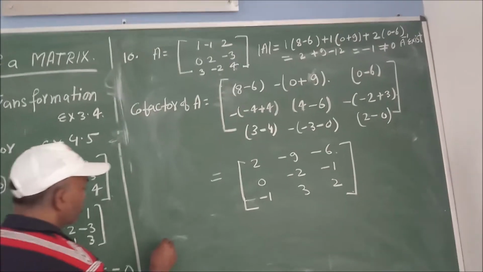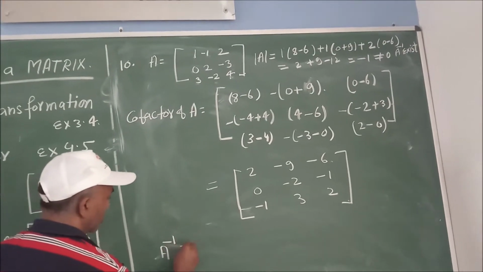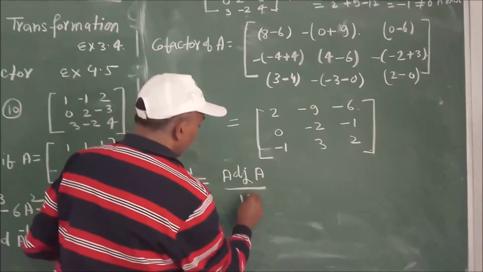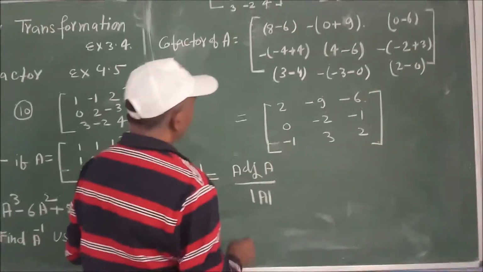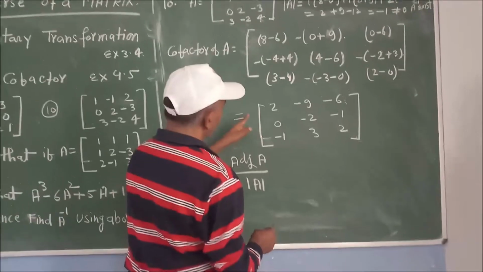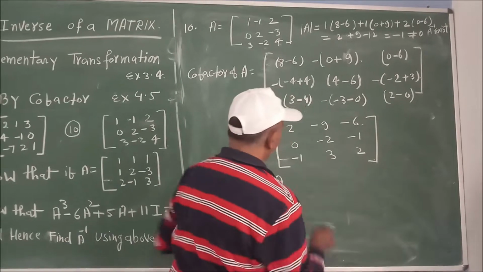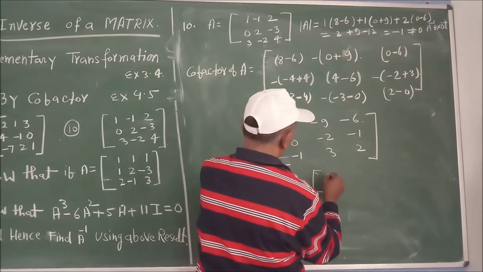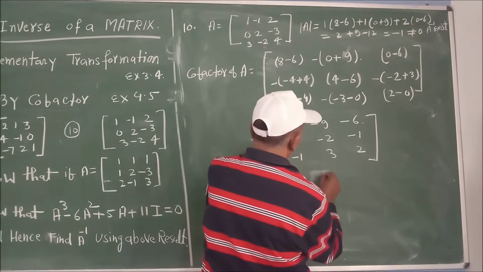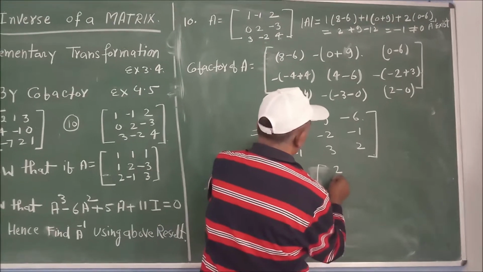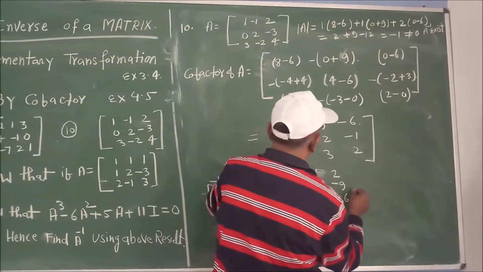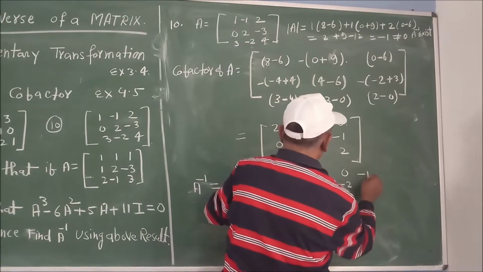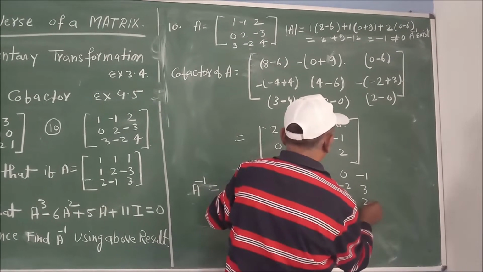So after that, use the formula A inverse is equal to adjoint A upon determinant of A. So adjoint A is equal to what? For adjoint A, you have to write the cofactor of this matrix, then the transpose of this matrix. So if you take the transpose, this can be written as 2 minus 9 minus 6, 0 minus 2 minus 1, minus 1 3 2.